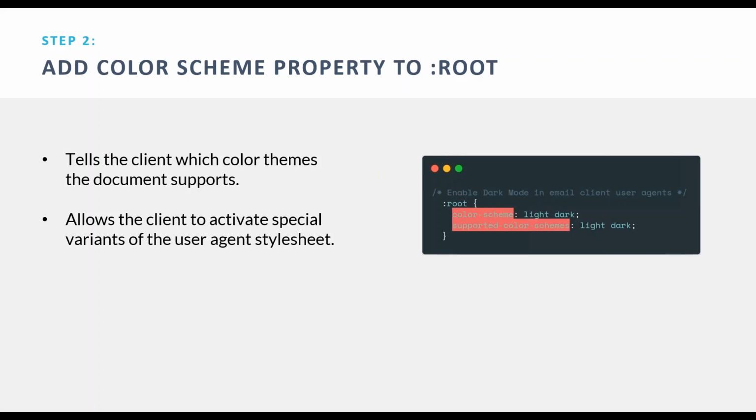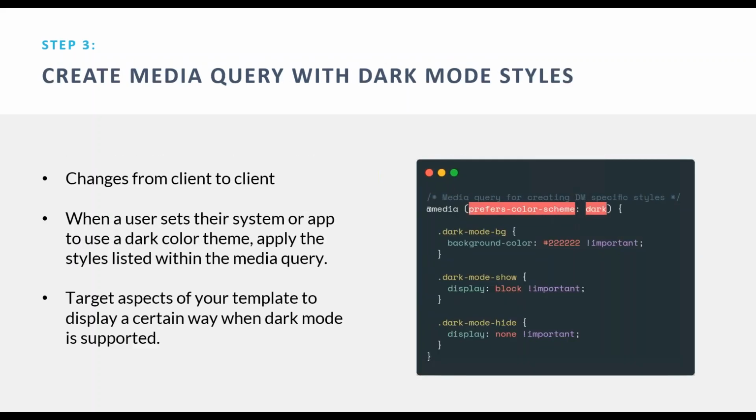And like I mentioned earlier, the first 2 steps you do once and you don't need to do again. So you can bake that into your emails or your templates, and those will be there, assuming that you use that moving forward. Well, step 3 is actually where all the magic happens. And so in this step, we're creating a media query that tells the browser or email client that these are the styles that we want the template to inherit when a user has dark mode enabled.